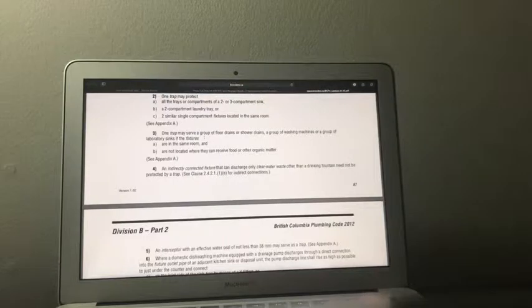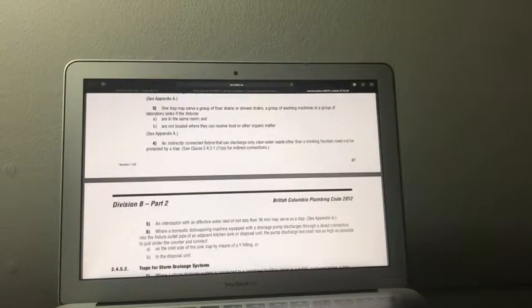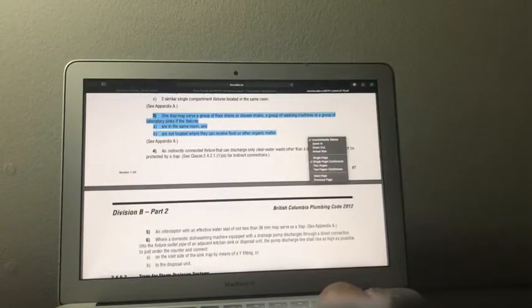One trap may serve a group of floor drains or shower drains, a group of washing machines, a group of lavatory sinks if the fixtures are in the same room, big key, are not located where they can receive food or organic matter. And this actually can save you some money, this code right here, if you're forward thinking about it. So kind of cool.